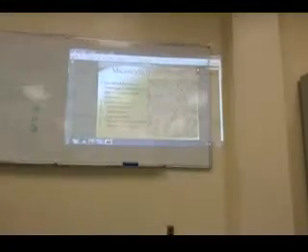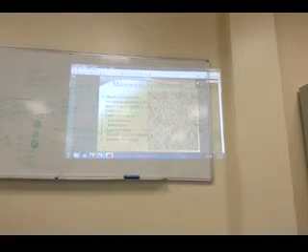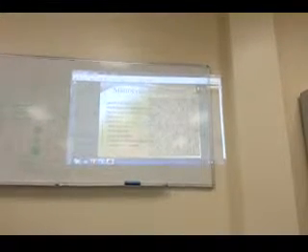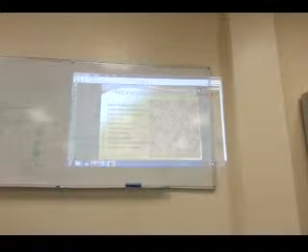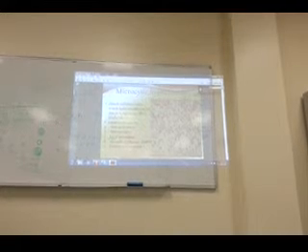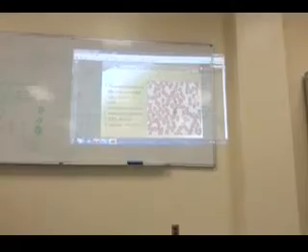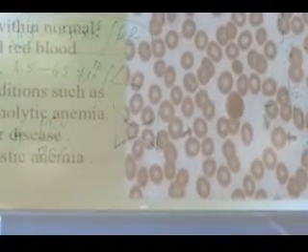Clear? For example, MCV is 85 femtoliter and MCH is 30 picogram. Normocytic, normochromic. The picture will be like this. Normal in size. Most of the cells will be normal size with normal hemoglobin.